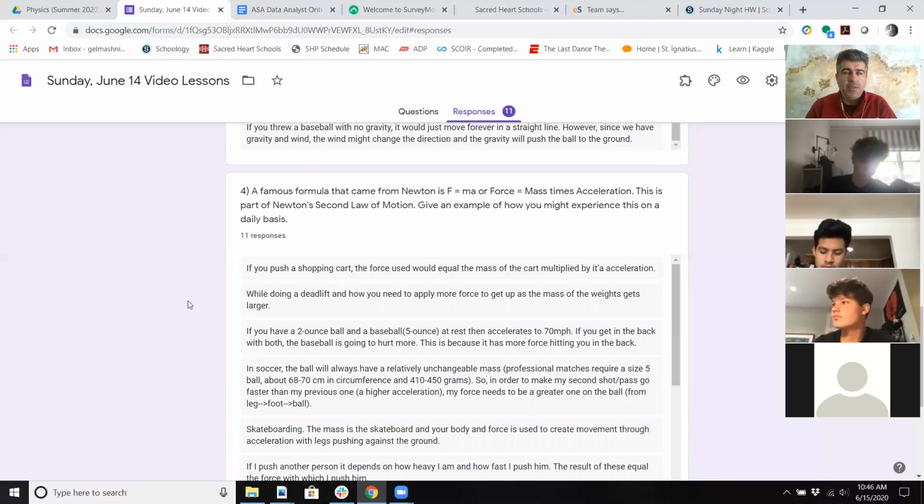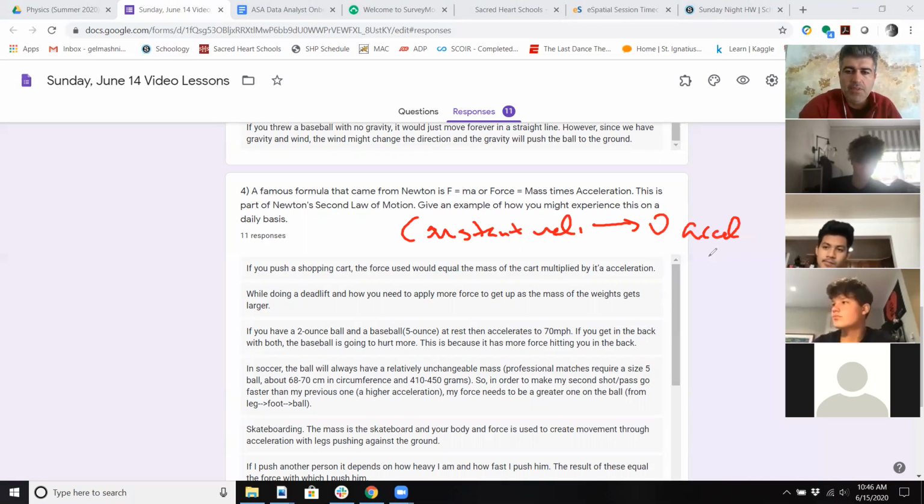Now, if you have a constant velocity, mind you, and maybe that's the question I should ask for the Google form tonight. If you have a constant velocity, you have zero acceleration. So guess what? You have zero force.